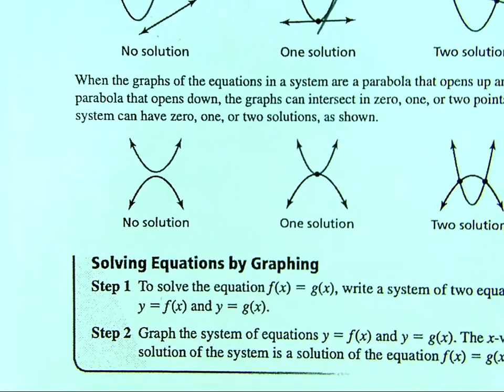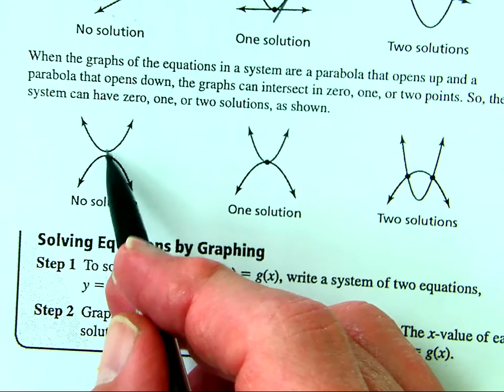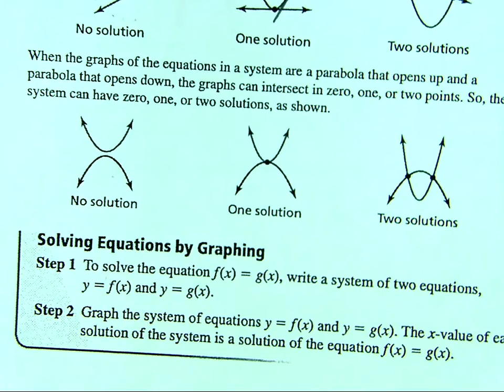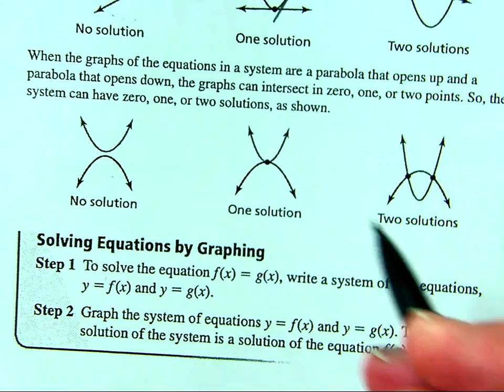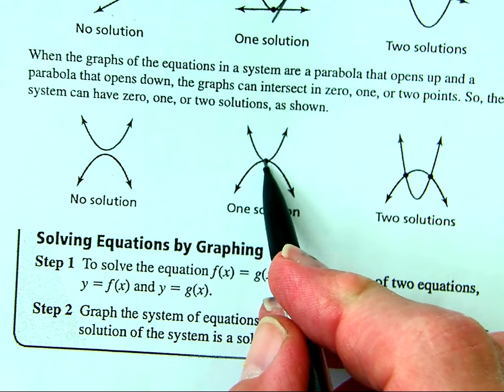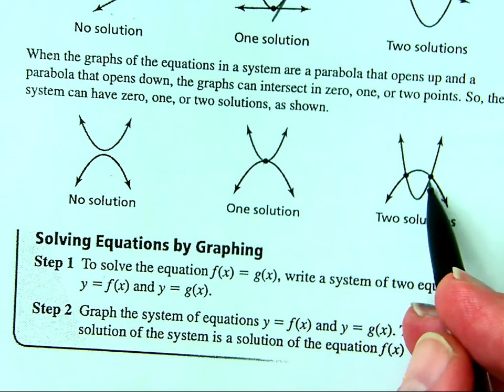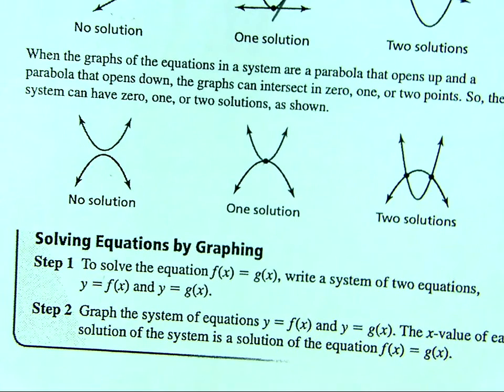Sometimes there'll be two parabolas. They might be like this, where the vertex of the up parabola is above the vertex of the down parabola. So those do not intersect, so there's no solution. Or it could be like this, where they only intersect at their vertices. So that has one solution. Or they could be like this, where they overlap and have two solutions.